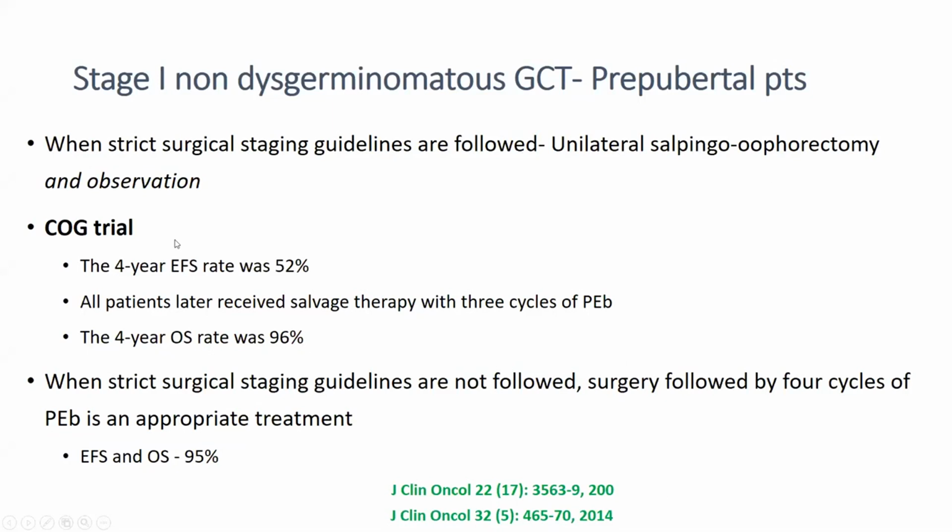For stage 1 non-germinomatous germ cell tumor in pre-pubertal patients, surgery will remain the same, and it would be followed by observation. This was a COG trial which showed that although after observation there was a high risk of relapse, approximately 50%, this was easily salvaged with chemotherapy, with a 4-year overall survival rate of 96%. So surgery followed by observation in stage 1 non-germinomatous germ cell tumor in the pre-pubertal age group.